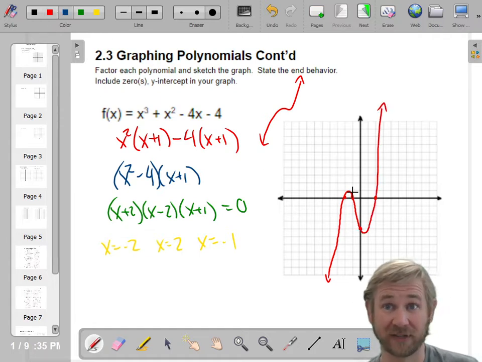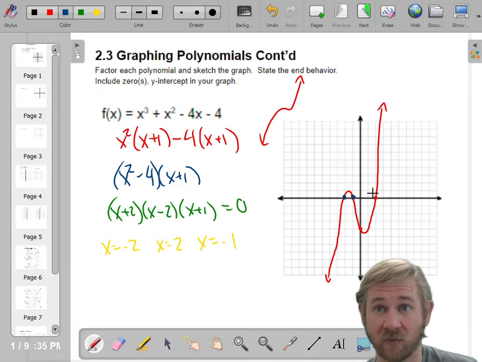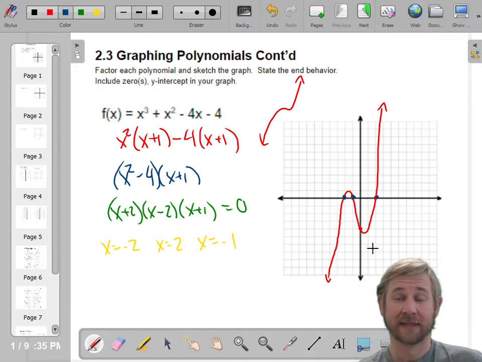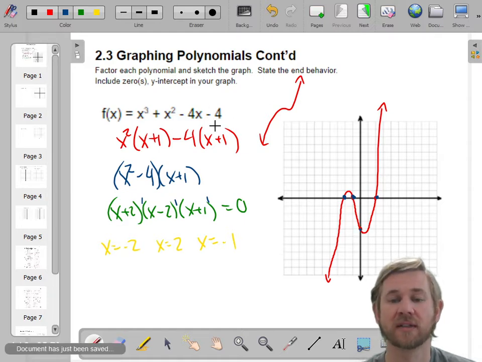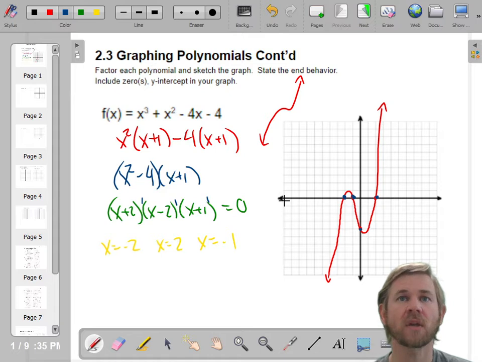There are 3 x-intercepts at negative 2, at negative 1, and at positive 2. Since they are all odd multiplicities, all degree 1, the function passes through the x-axis all 3 times. I also included the y-intercept in this one, which is the constant term negative 4 on the end. So I've done the zeros, I've done the y-intercept.